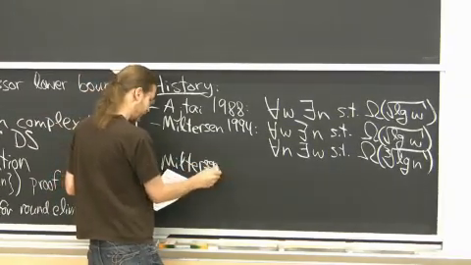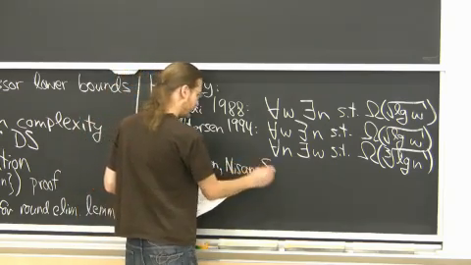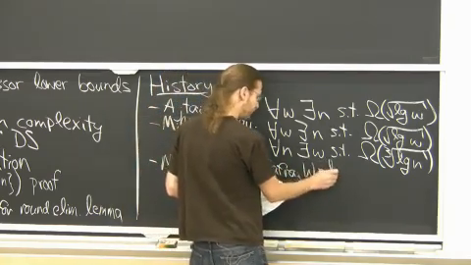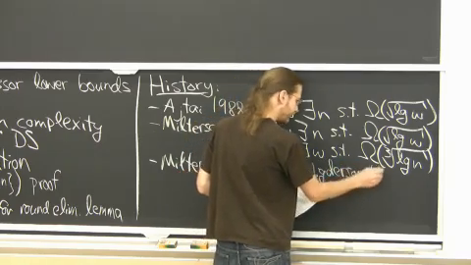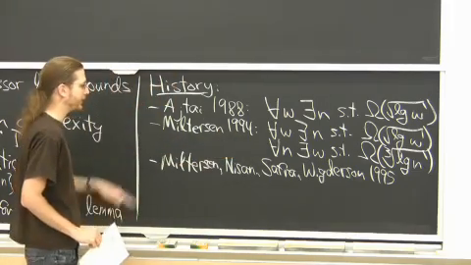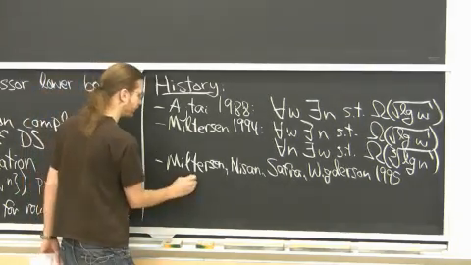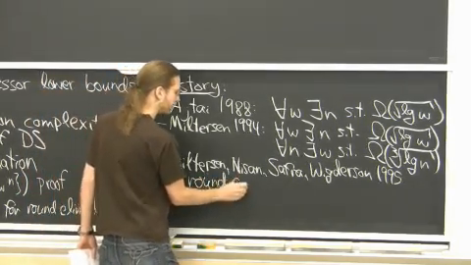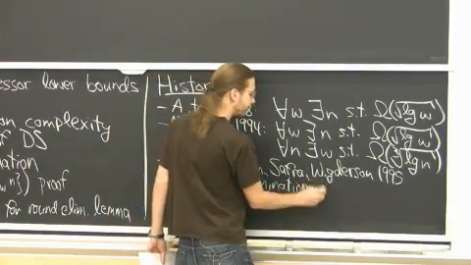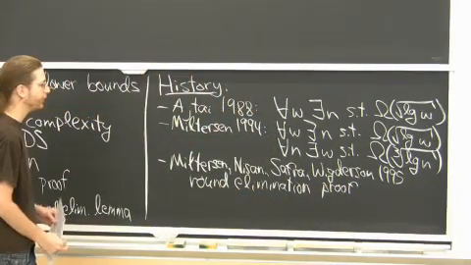Then the following year, there's a bit of a breakthrough. So here we've got the idea of using communication complexity. Then Miltersen and others had the idea of round elimination. And so just treat that as a black box for now. We'll explain what it is in a moment.